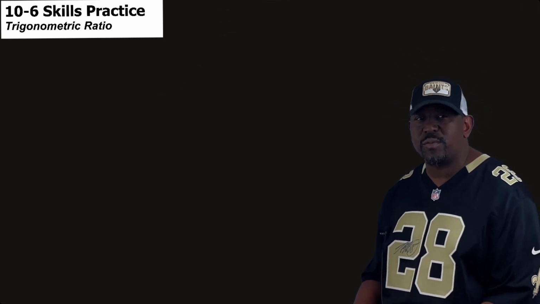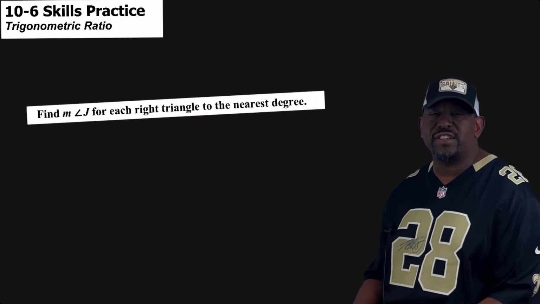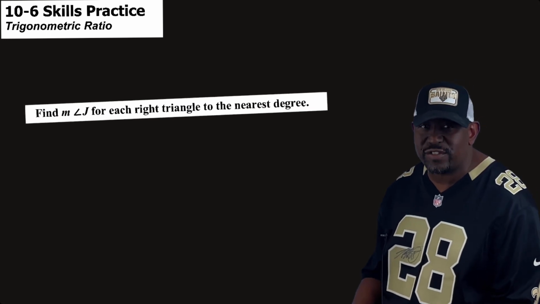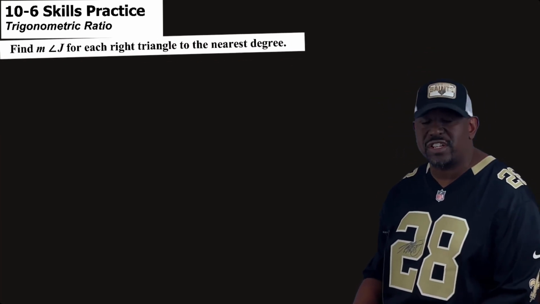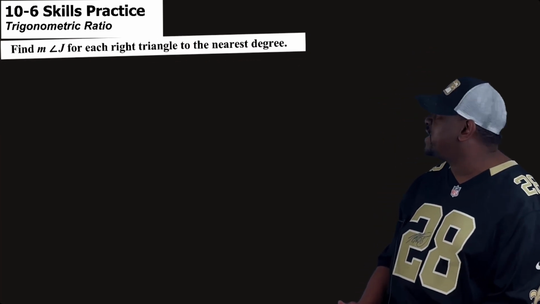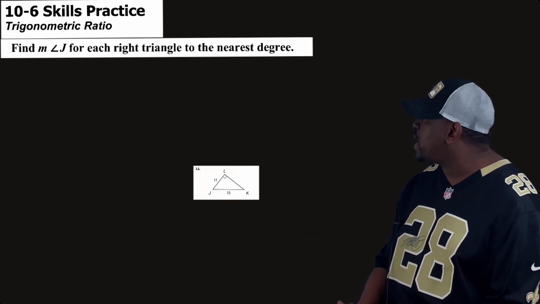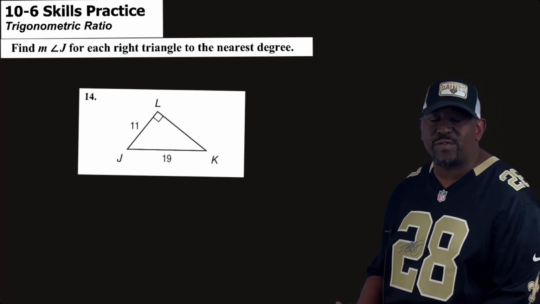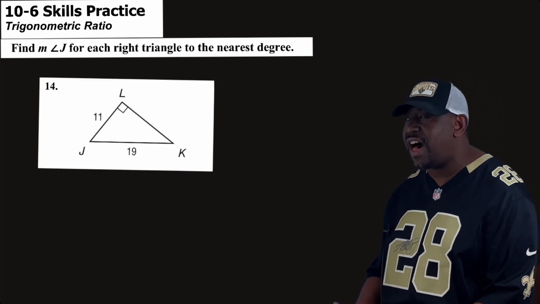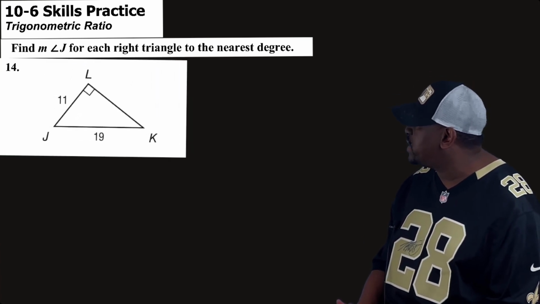So we did a problem where we solved the sides of a right triangle. How do you use trigonometric ratios to solve a missing angle? Maybe that's what we're going to do. Oh, look what pops up. It says find the measure of angle J for each right triangle to the nearest degree. So in this problem, we're looking for the missing angle given sides. So that's what we're going to do in this particular problem, number 14.